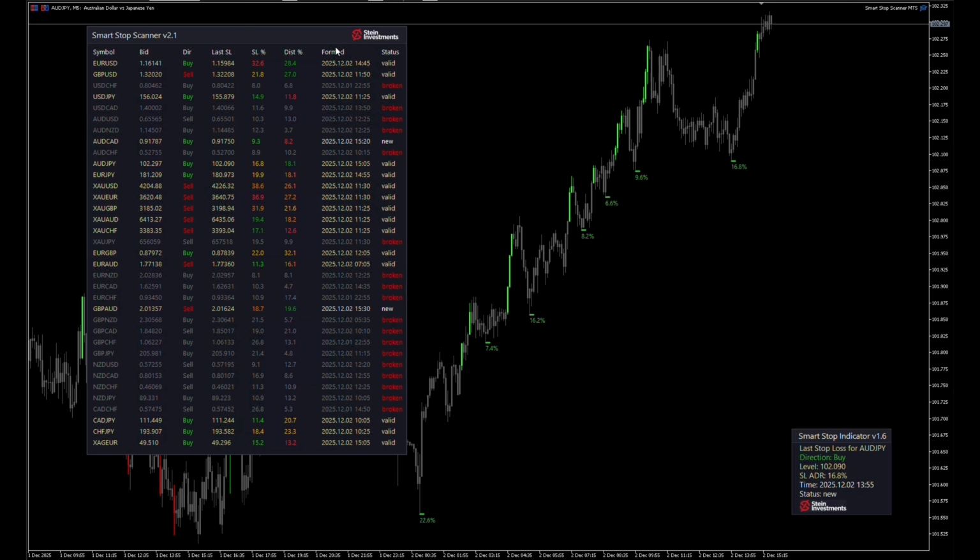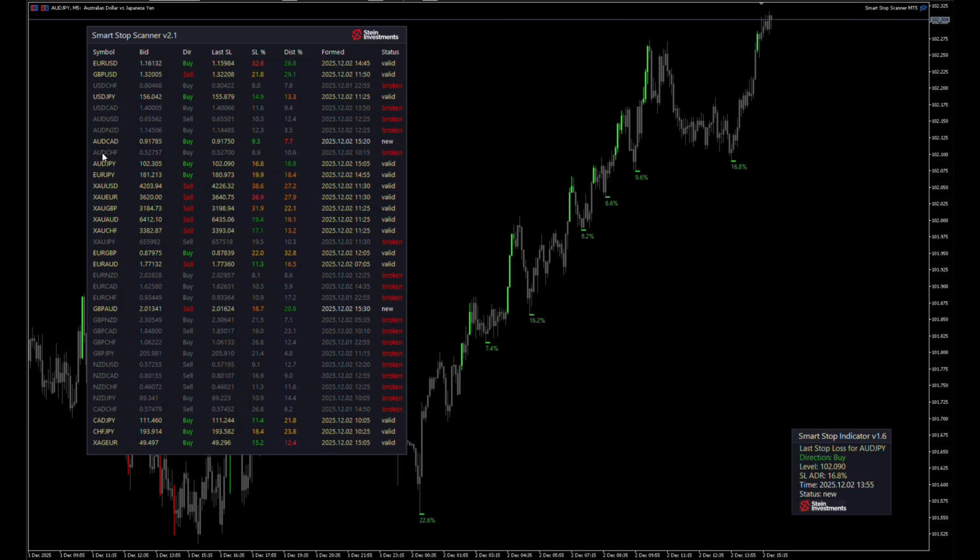Let's talk about formed time and status logic. The formed column shows exactly when the stop appeared. Fresh stops often signal new opportunities. Older stops might have lost their relevance, and status labels give immediate context because you instantly know if they are new, valid or broken. This eliminates guesswork entirely.